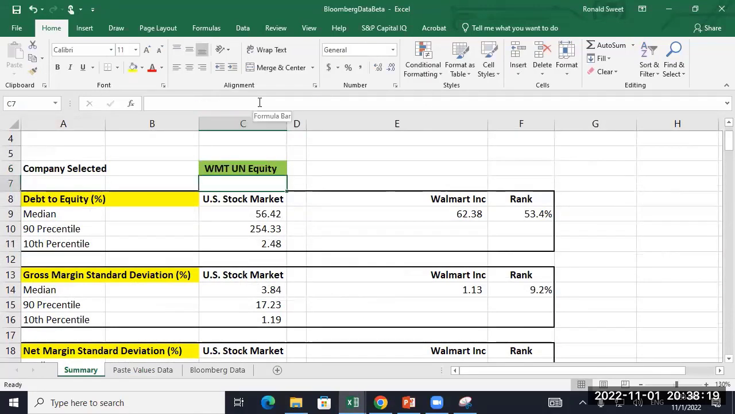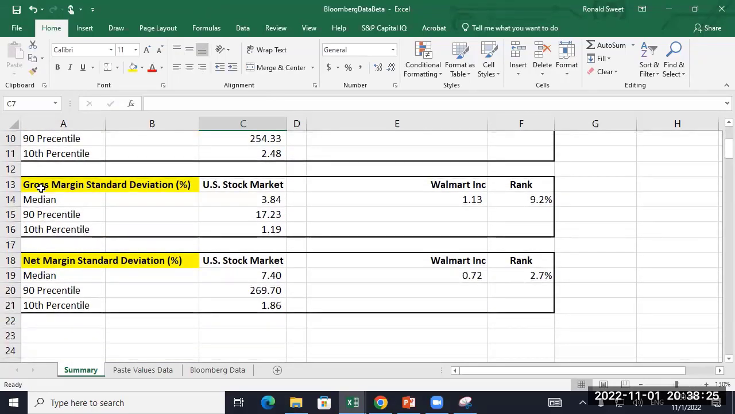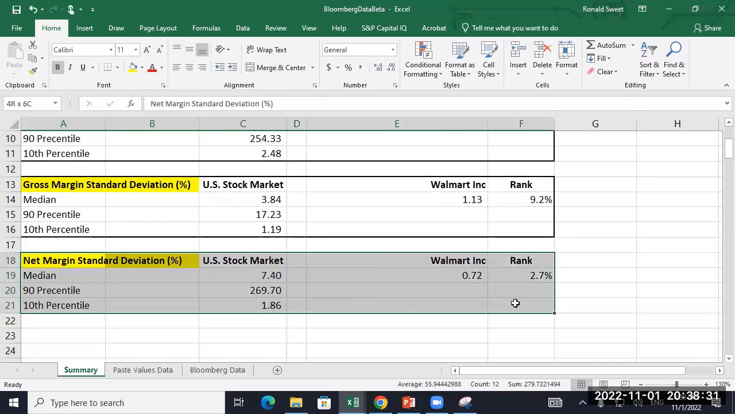Otherwise, if you do equal and go try to find it, you've got 3,000 rows you have to go through and it's just a pain. So we look at them. You can leave the gross margin out if you can. I just find it interesting to see, but the net margin is what you need.